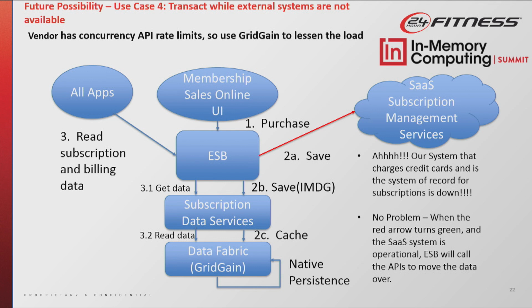I kind of allude to it here, but the plan is, if we write here and you go into this app and you say, hey, what's my purchase history? We can give you something you bought 5 minutes ago from this data store, even if this arrow was red. When this arrow turns green, then we'll have to implement some retry capability and find the data in the cache and persist it to the subscription management system.